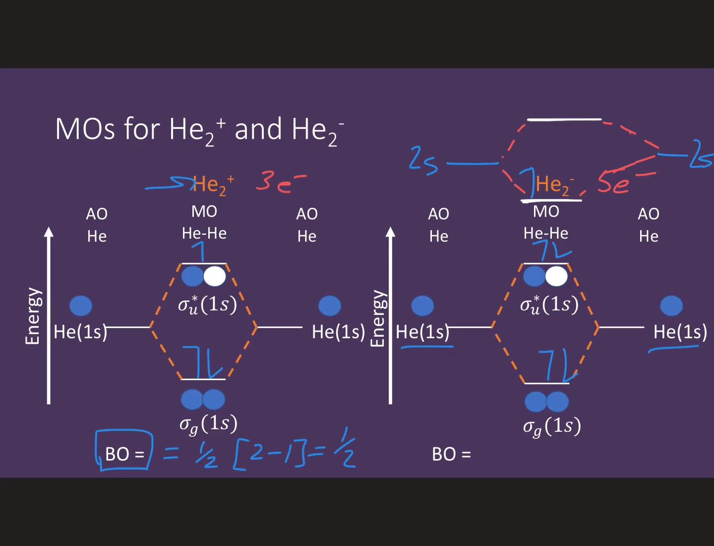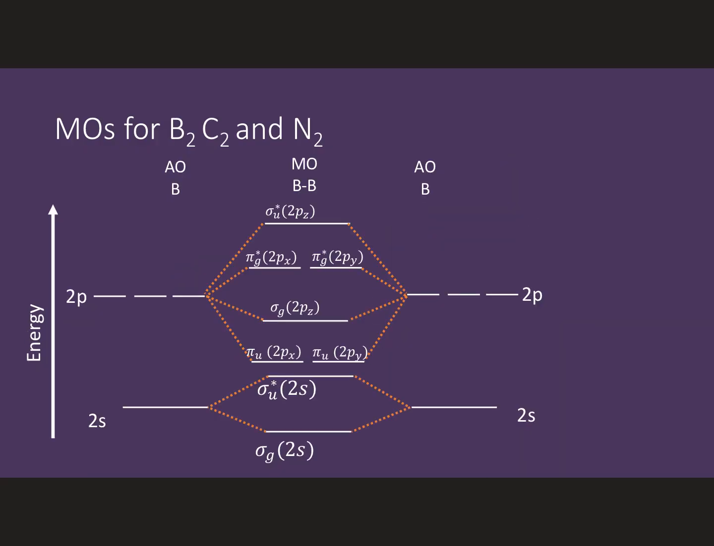Is He2 minus going to be stable or not? And again, when we're doing this, you just have to calculate the bond order. I'll leave that up to you. I'll probably ask you what is the bond order of He2 minus in class, so make sure you work that one out. So that takes care of how to deal with s orbitals, but p orbitals start to make things a little bit more complicated.